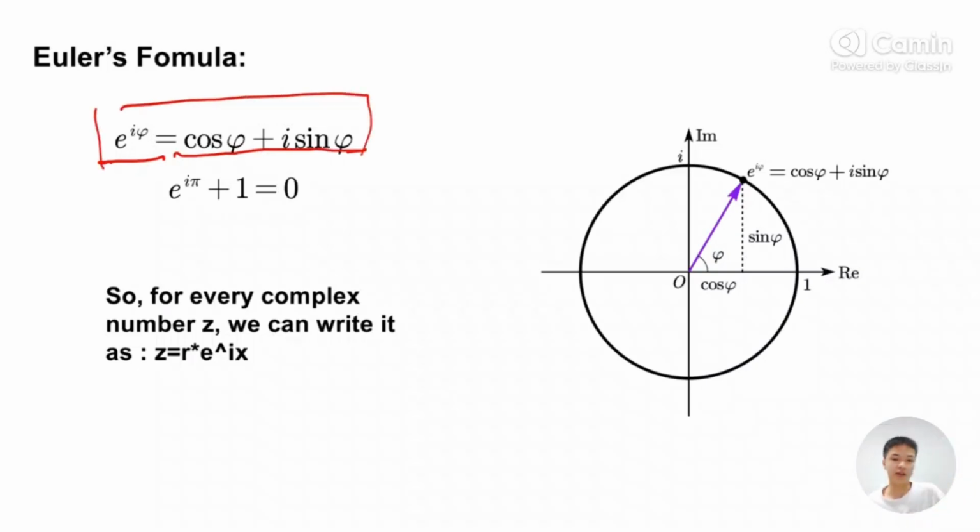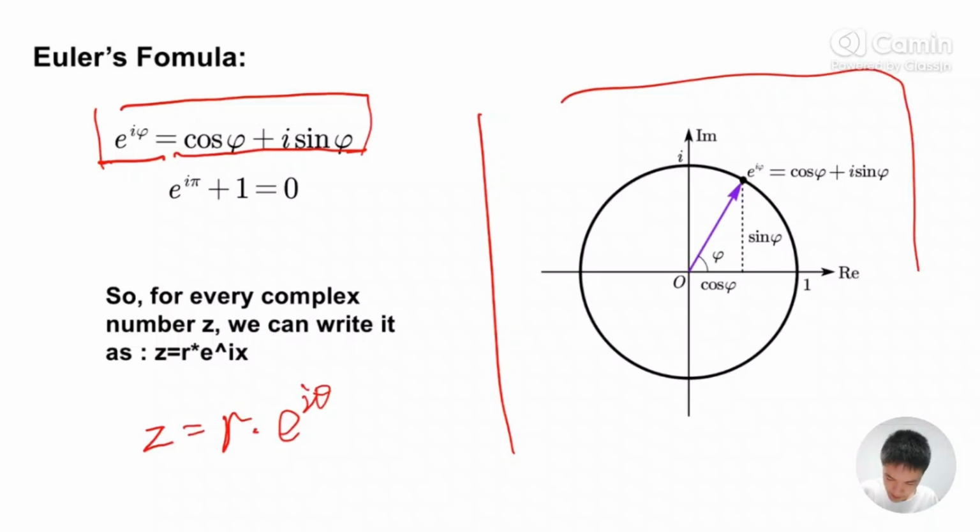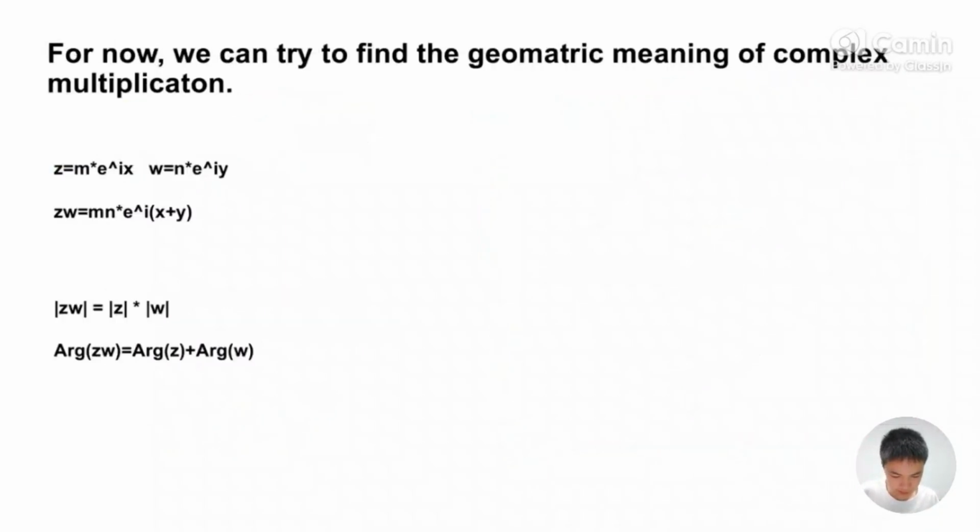And this is the formula. I don't want to prove this formula in this video. From this formula, we know that for every complex number z, we can write it as z equals r multiplied by e to the i theta. And you can see the graph here. So now we can try to find the geometric meaning of complex multiplication.